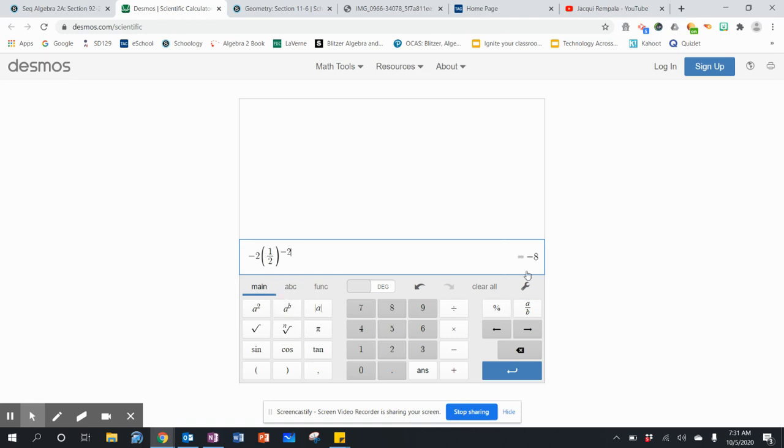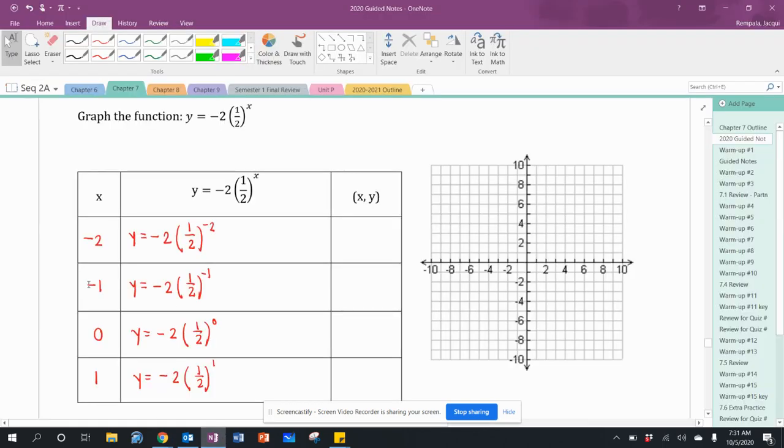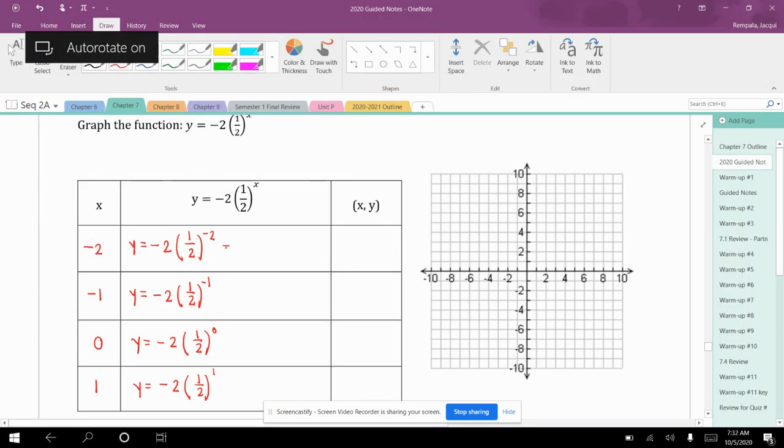So notice that it's calculating, and it looks like we're getting a number of -8. So I plugged in -2 for x, and this then equaled -8. So we've got the ordered pair -2, -8. So on my x-axis, I go over to -2. On my y-axis, I go down to -8, and I plot my point.